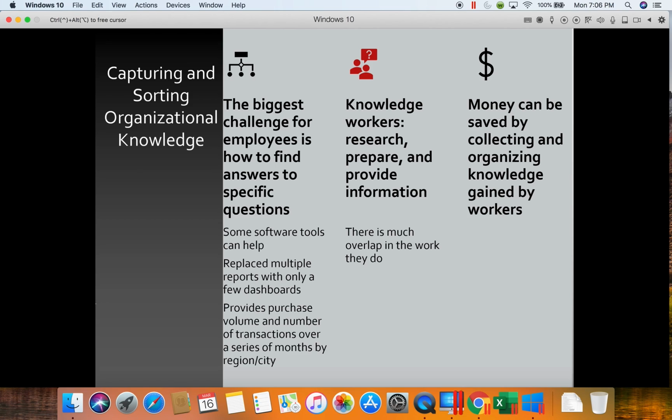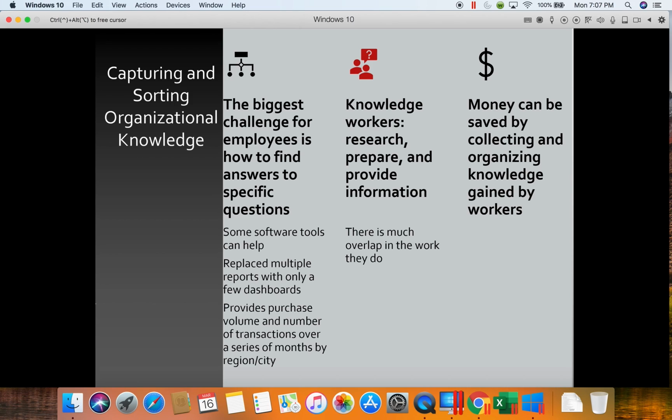So a research company, IDC, argued that almost half of the work that is being done by knowledge workers, so those that prepare and provide information for someone, has either been already done or at least partially already done. So I'm creating something and someone else has already done that.